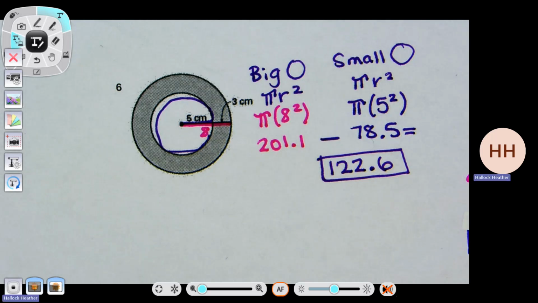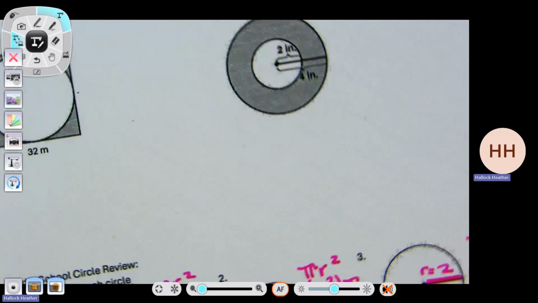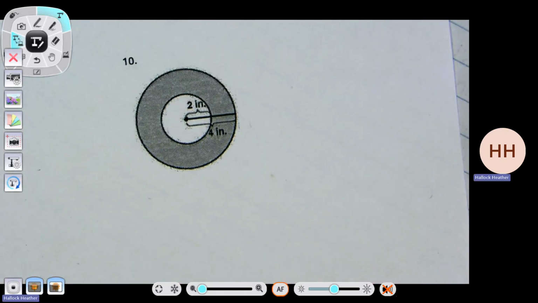Try number 10 before we make it hard. I want you to feel comfortable. We do something that's been blowing everybody's minds today. So try number 10. We still have circle and circle. Big circle minus small circle.